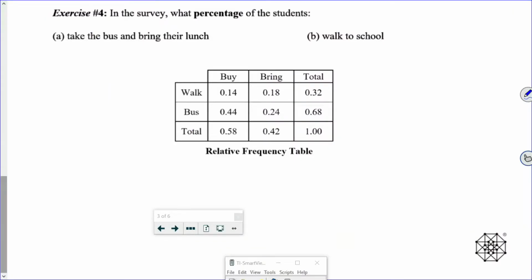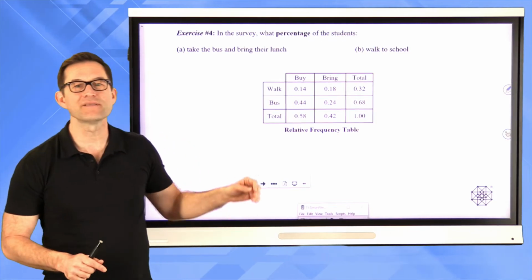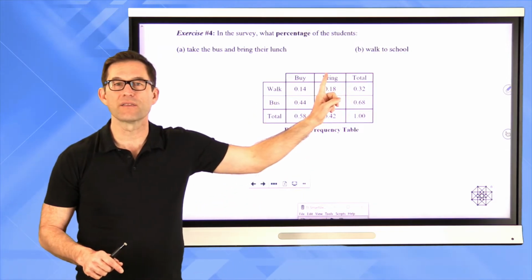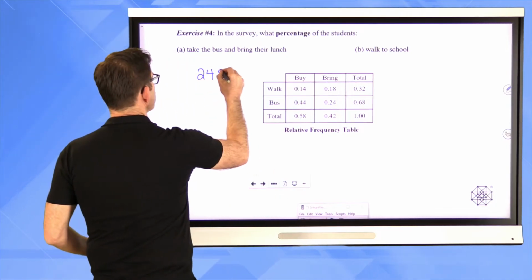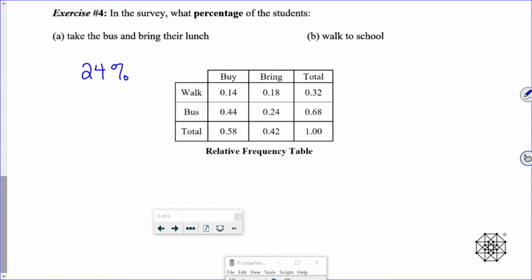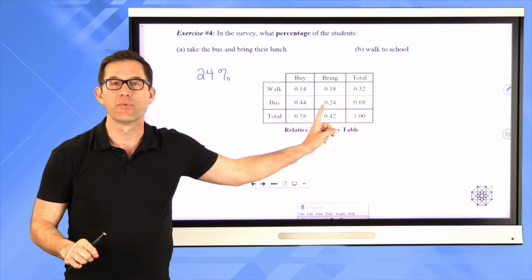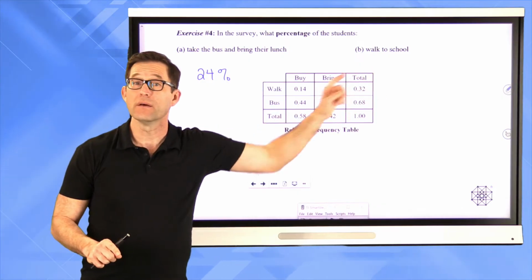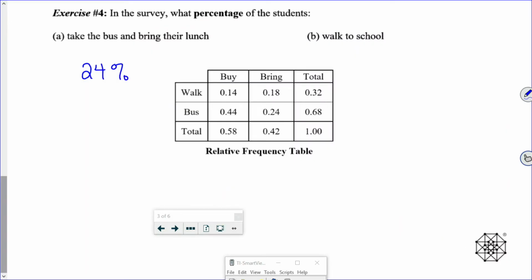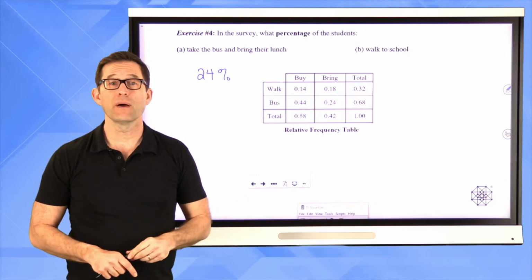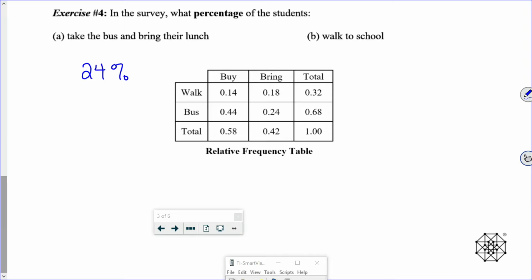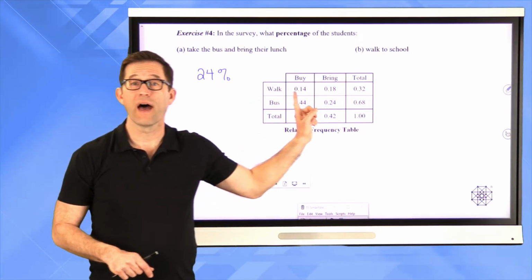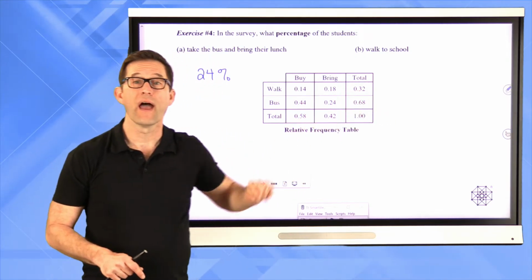In the survey, what percentage of the students, A, take the bus and bring their lunch? Well, it's this simple. I look at the bus, I look at the bring their lunch, 0.24. That means 24% of all the students rode the bus and bring their lunch. Letter B, what percentage of the students walk to school? Well, that is all the students who walk to school, and that's 32%.